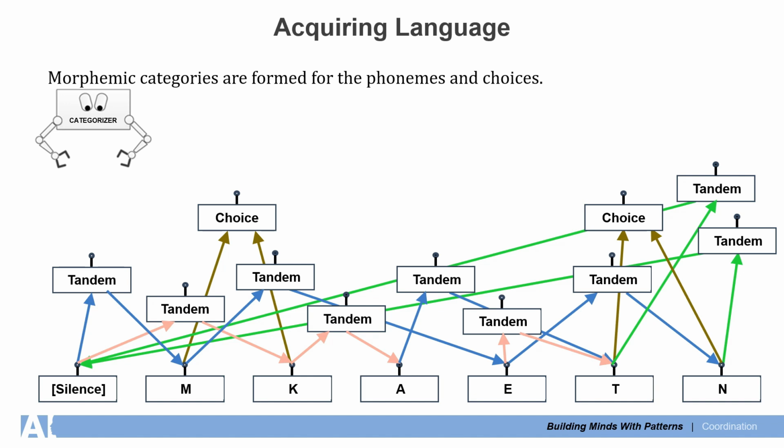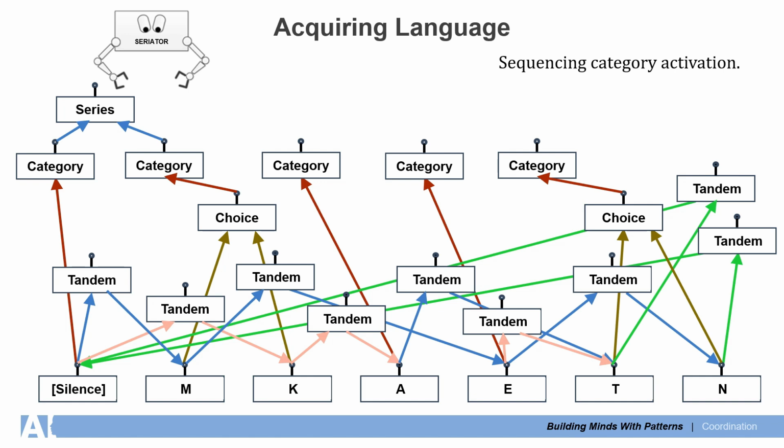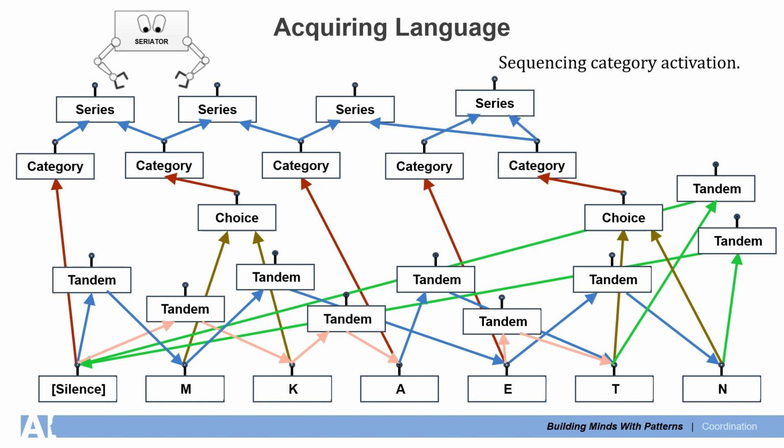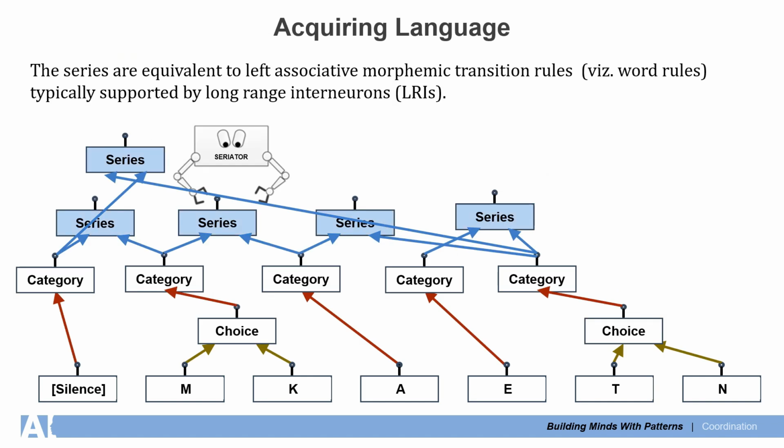Morphemic categories are formed for the phonemes and choices. The seriator sequences category activation. The series are equivalent to left associative morphemic transition rules or word rules. These are typically supported by long-range interneurons or LRIs.